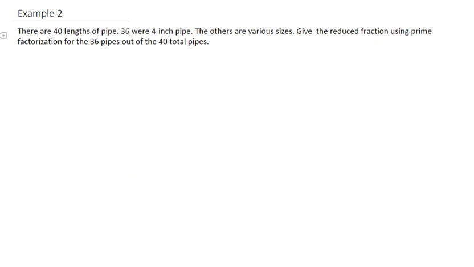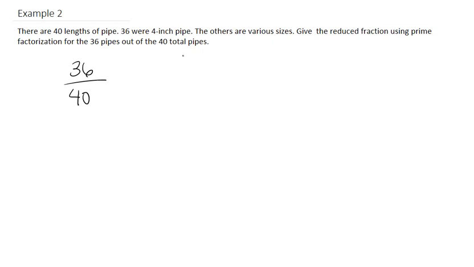Example 2. So we see that there are 40 lengths of pipe, 36 of them 4-inch pipe. The others are various sizes. Give the reduced fraction, using prime factorization, for the 36 pipes out of 40 pipes. So if we were to write 36 over 40, that's our fraction. Now we're going to have to reduce this.